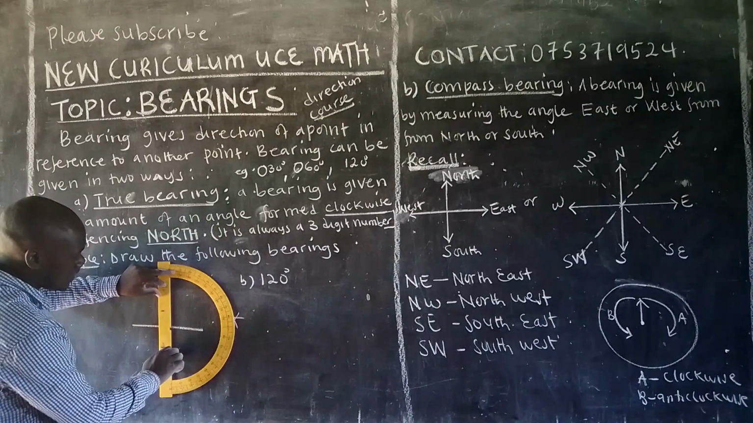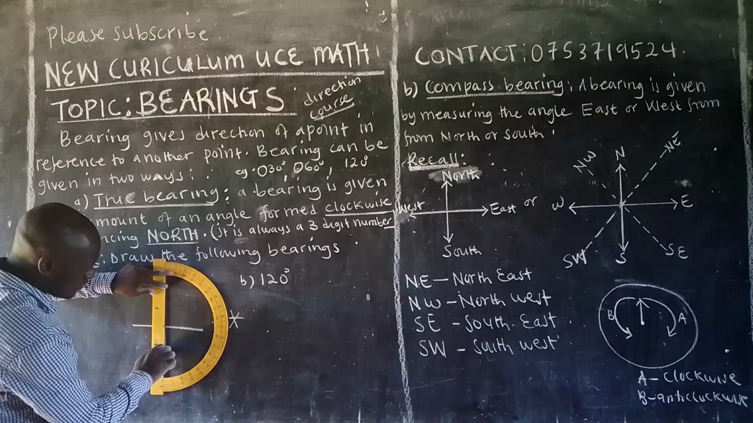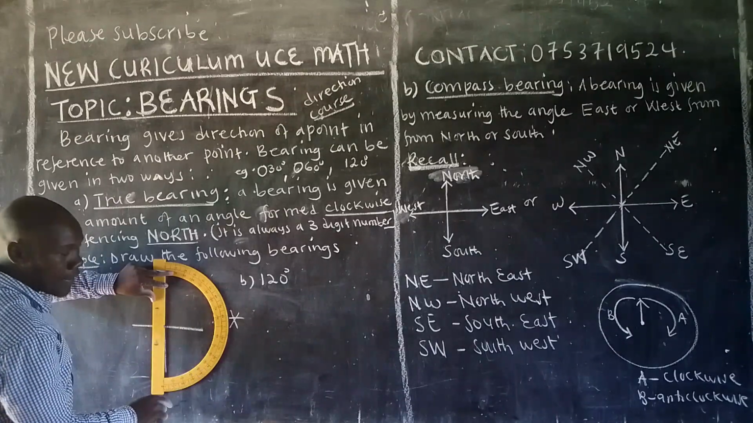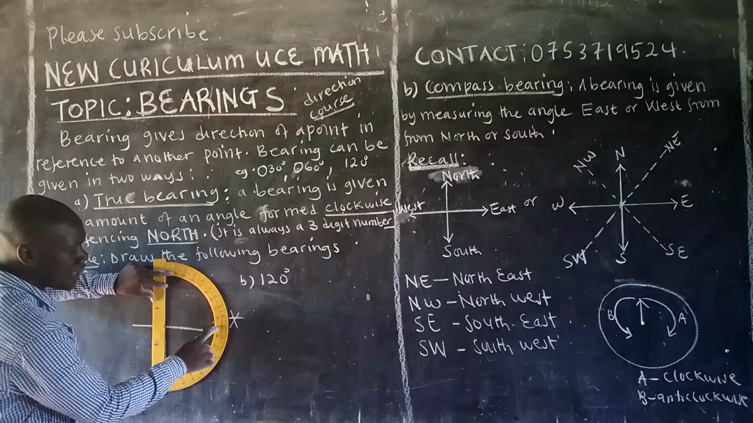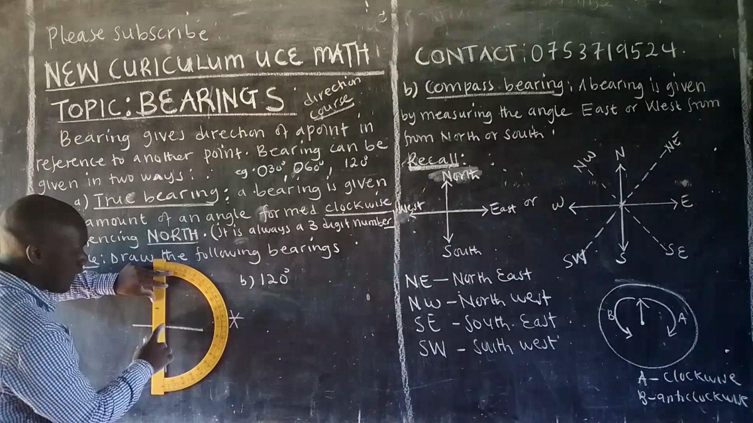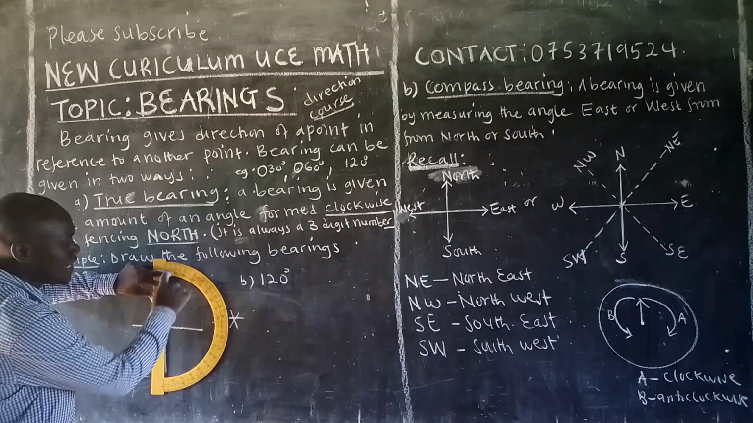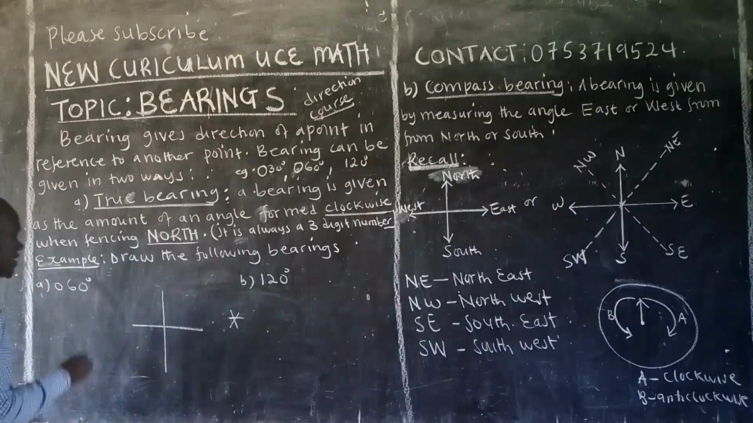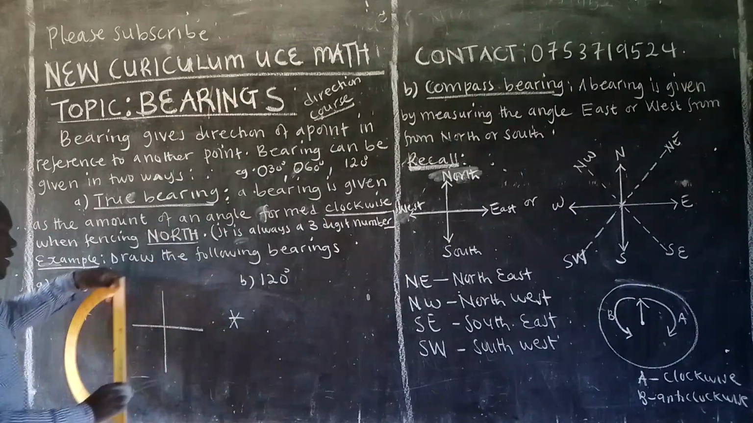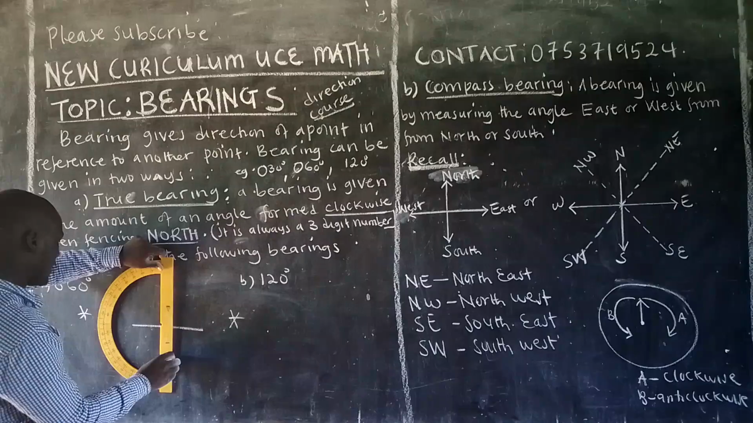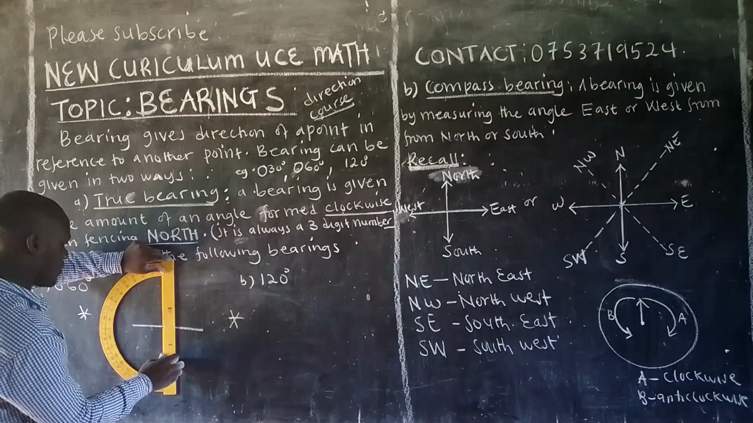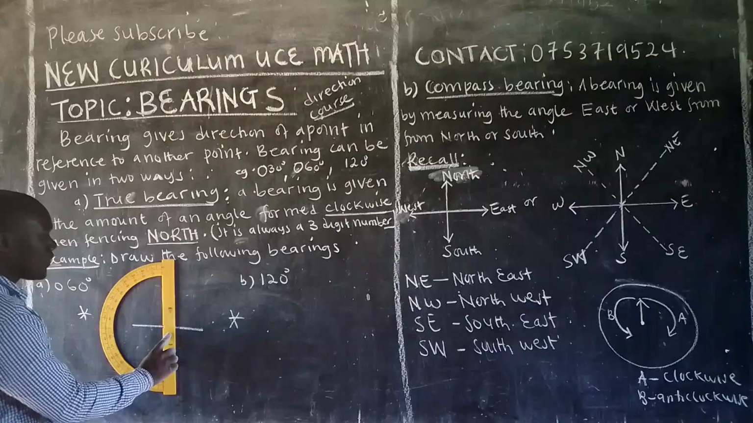You make sure that this marking here is in line with the other line you have drawn. Then it must be going direct to where the 90 degrees is. Please take note. If the angle being measured is this side, then I place my protractor like this. Also, if the angle being measured is this side, then I place my protractor like this. All right, that's how I place it.